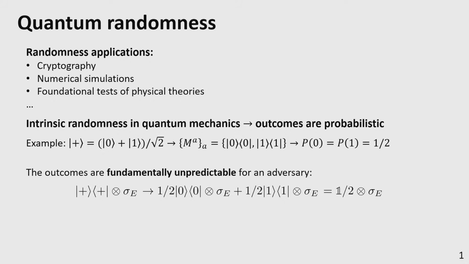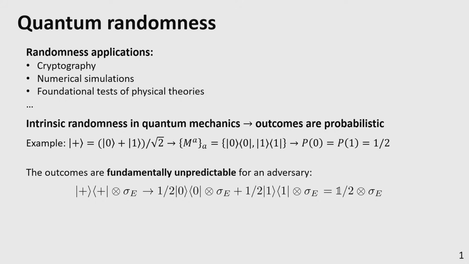Therefore, if there is an adversary that holds a system in some state sigma, then the global state will for sure be a product state. And now, after performing the measurement, on average, the state that we have is 1/2 |0⟩ tensor the state sigma plus 1/2 the state |1⟩ tensor sigma. So again, the state is a product state.